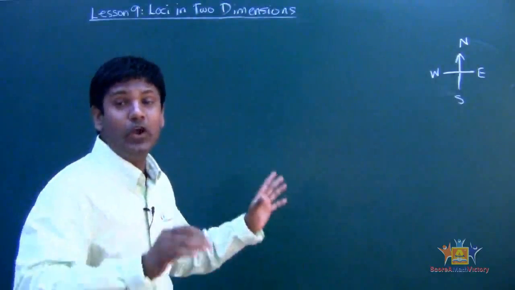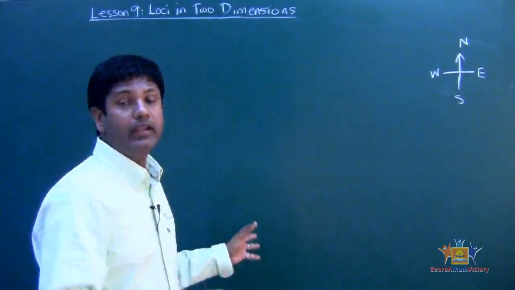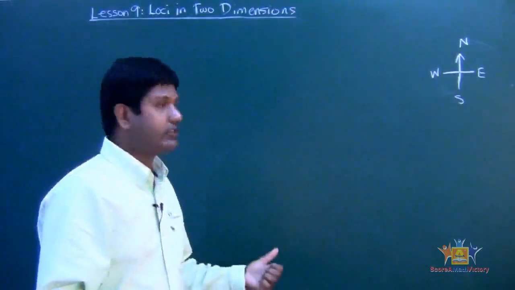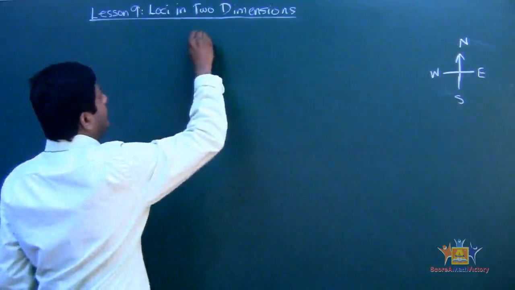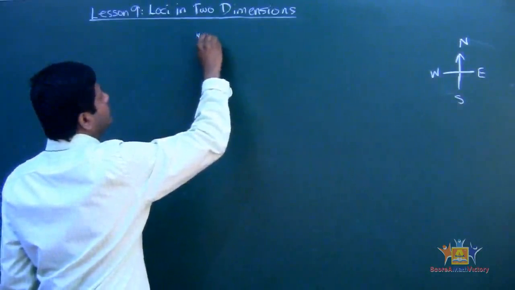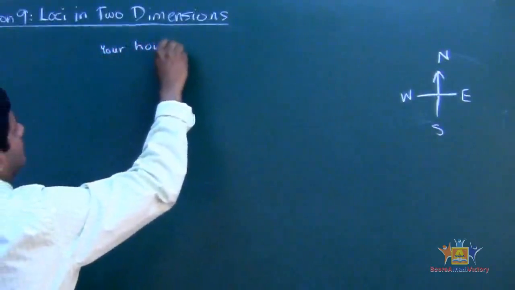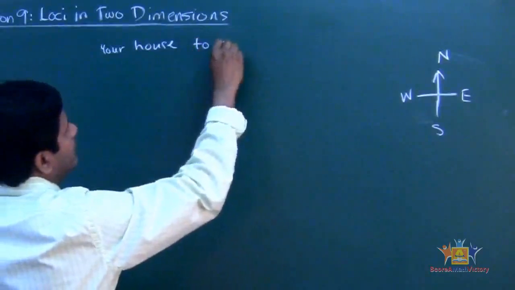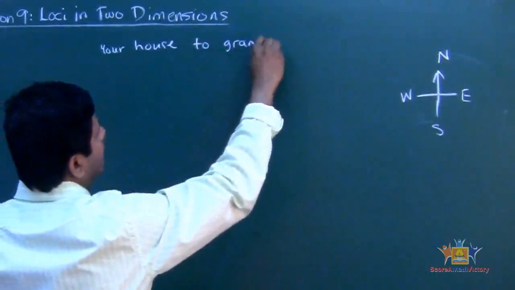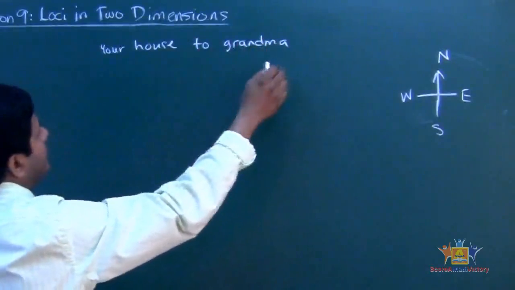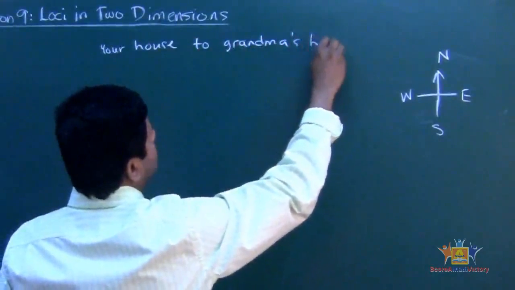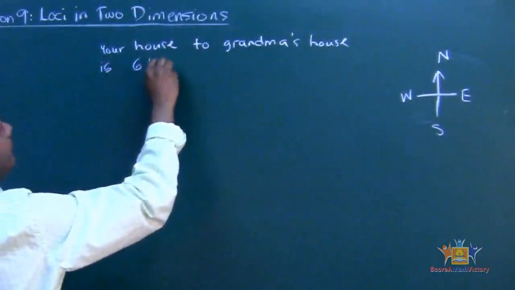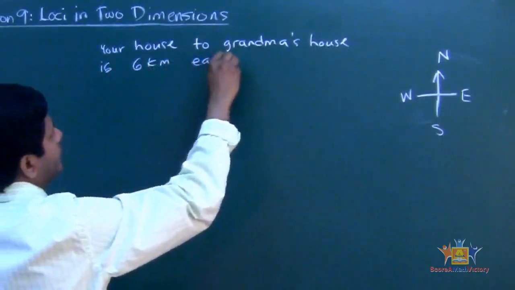Alright, my dear students, we're going to use the same distances, from your house to grandma's house, grandpa's house, and then to uncle's house. Let's write that down. From your house to grandma, let's just put grandma. Your house to grandma's house is 6 kilometers east.